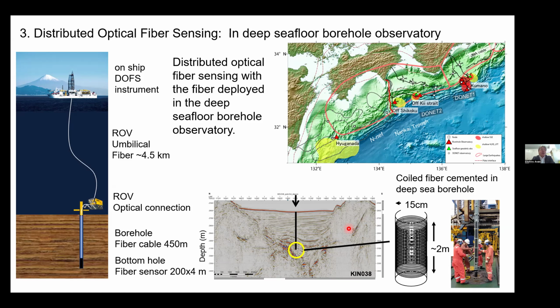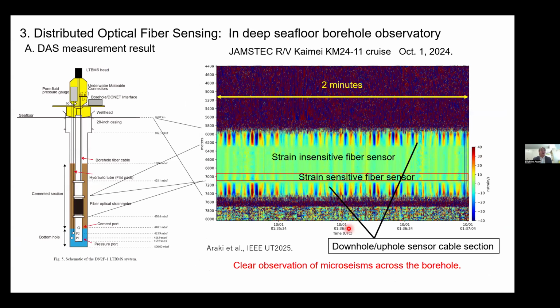In our experimental observation with the borehole observatory by ROV, we had to compensate for the optical loss in the ROV umbilical by an optical amplifier. I will not go into too many technical details here, but we observed a total of 1.7 kilometer sections of the optical fiber in the borehole. We performed two types of distributed optical fiber sensing here, DAS and RFS. Here, I present the results of DAS observations.